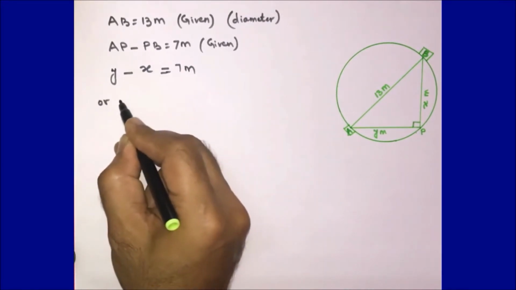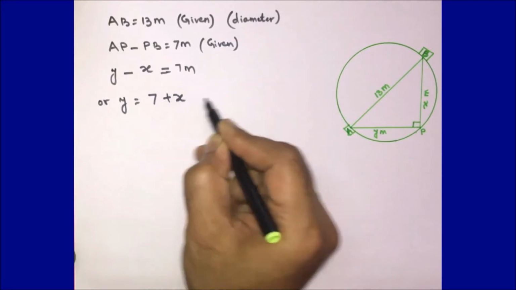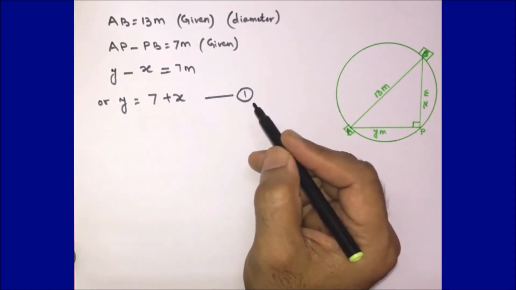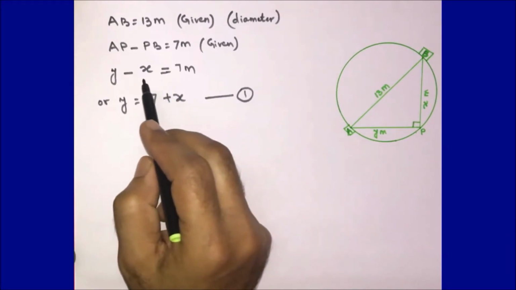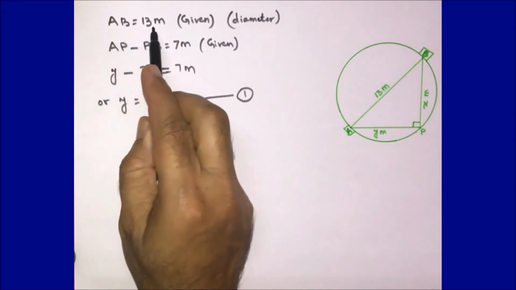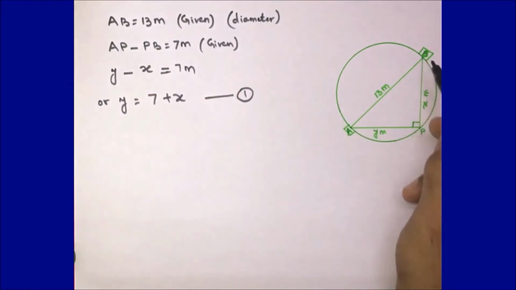Or I can write y is equal to 7 plus x. Let us assume that this is equation 1. Guys, I believe you understand. Till here we are very clear, because AB is equal to 13 meter. This is the diameter that is given, and A and B are the two gates.